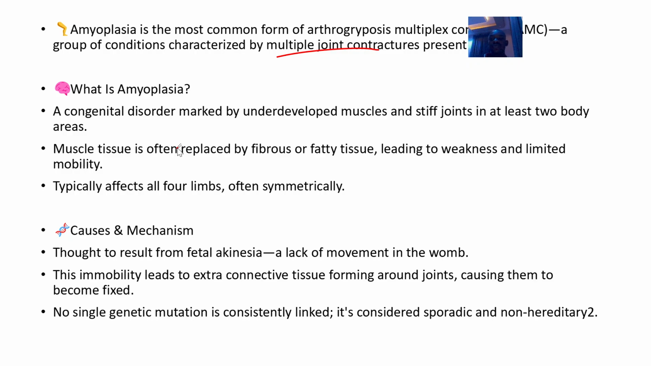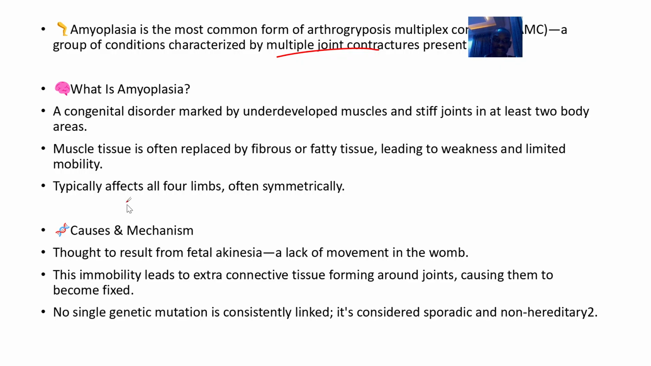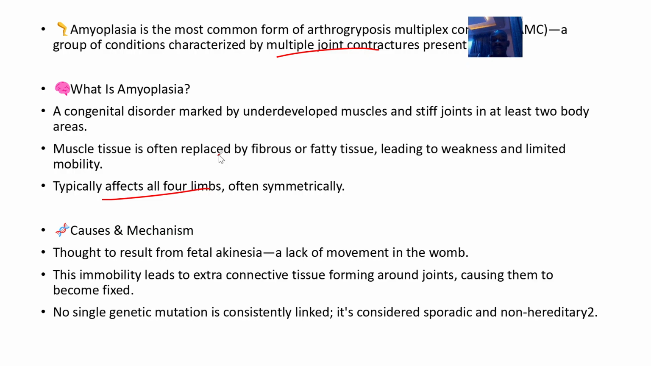Yes, so the person now has weak muscles, and the range at which they could actually move those muscles is kind of limited. So typically it will affect the limbs. Like you see this person, this leg is affected, this is affected, this hand is affected, this other hand is also affected. So the cause and mechanism is thought to result from fetal akinesia.